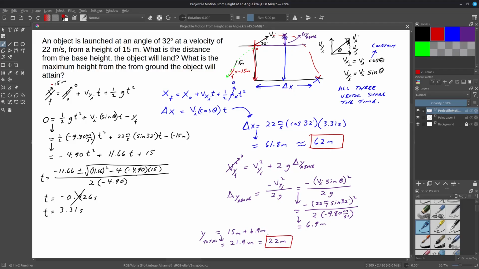Boom. Now we found 3 things. We found the total time, we found the distance from the base of the flight of the projectile, and we found the total height, the maximum height above the ground that this object will reach.